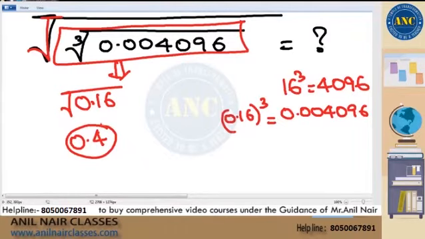I hope the idea is clear, sir. 16 cube is nothing but 4096. Sir, how is 16 cube 4096? All those things we have already discussed in how to find the square of a number, how to find the cube of a number in our speed maths sessions.